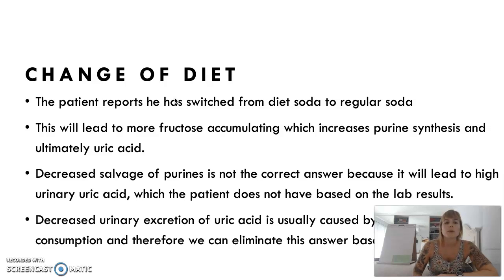So the best answer would be because the patient switched from diet to regular soda and fructose does stimulate purine synthesis, that we can draw the conclusion that purine synthesis is kicked into high gear, and that's the cause of the patient's gout. So the best option for this patient would be to eliminate regular soda from his diet, and that way the purine synthesis wouldn't be overproducing purines, and likely the gout would resolve within a week or so.